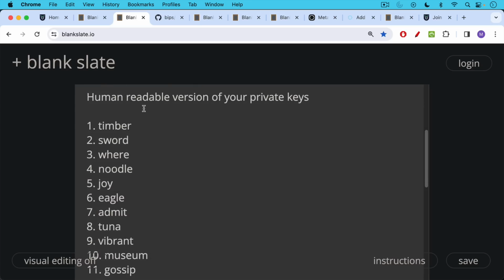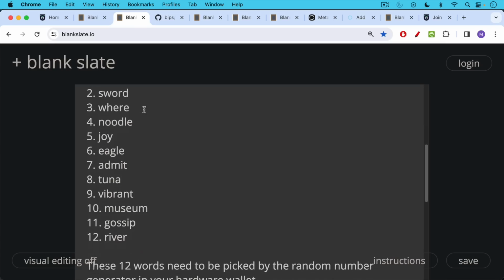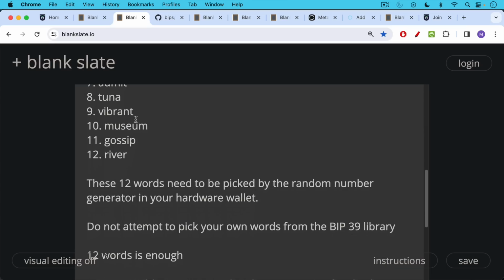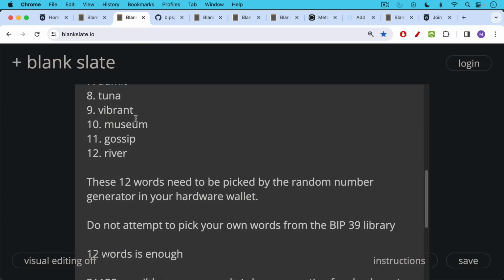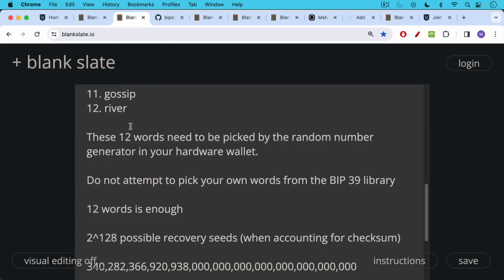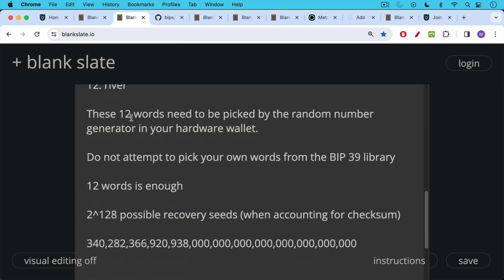It's 12 English words in a certain order. If you change the order, it's a completely different recovery seed. These 12 words do need to be picked by the random number generator in your hardware wallet. So don't attempt to pick your own words from the BIP39 library, which I'll show you in a minute. Also, people have asked, 12 words is plenty. You don't need to use 24 words, though some wallets do make 24 words the standard, but 12 words is sufficient security. If you have a 12-word recovery seed, that means there are 2 to the 128th possible recovery seeds when accounting for the checksum, which I'm not going to go into here.